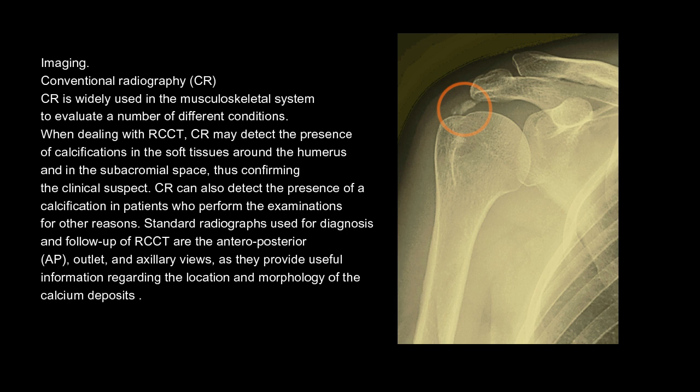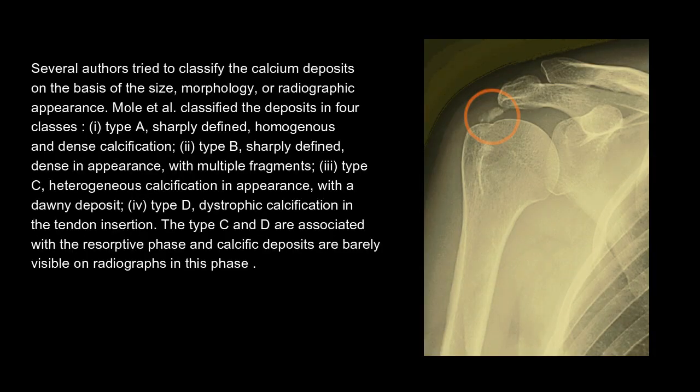Standard radiographs used for diagnosis and follow-up of RCCT are the antero-posterior (AP), outlet and axillary views, as they provide useful information regarding the location and morphology of the calcium deposits. Several authors tried to classify the calcium deposits on the basis of the size, morphology, or radiographic appearance.